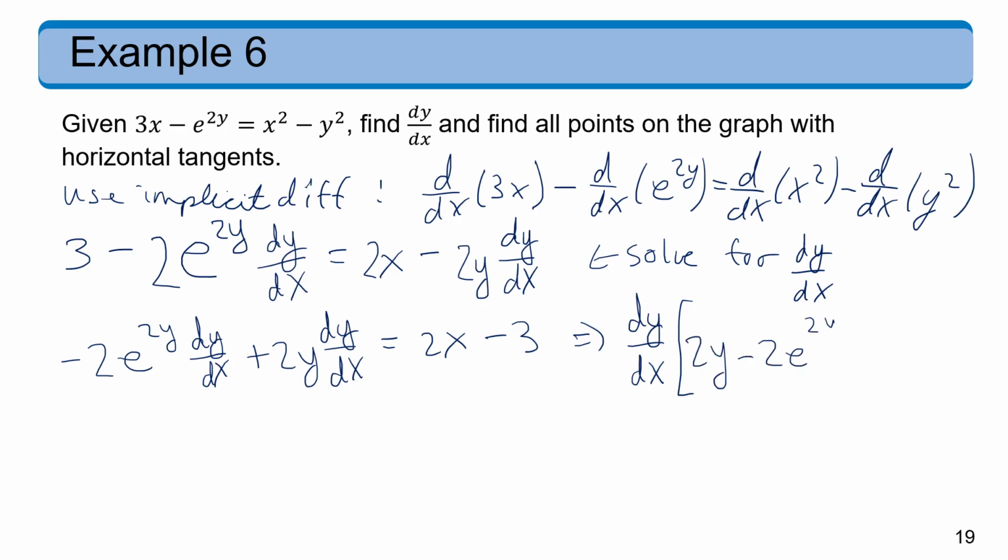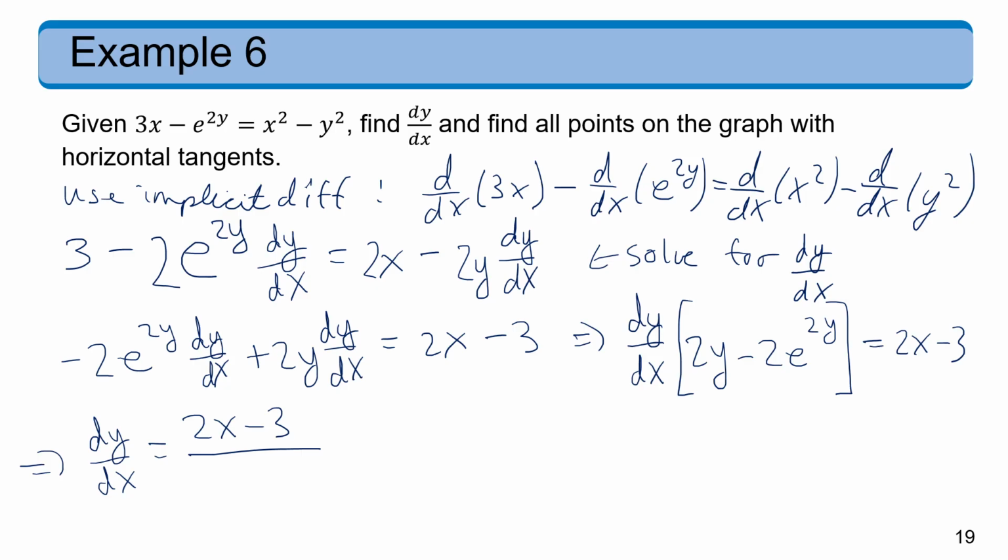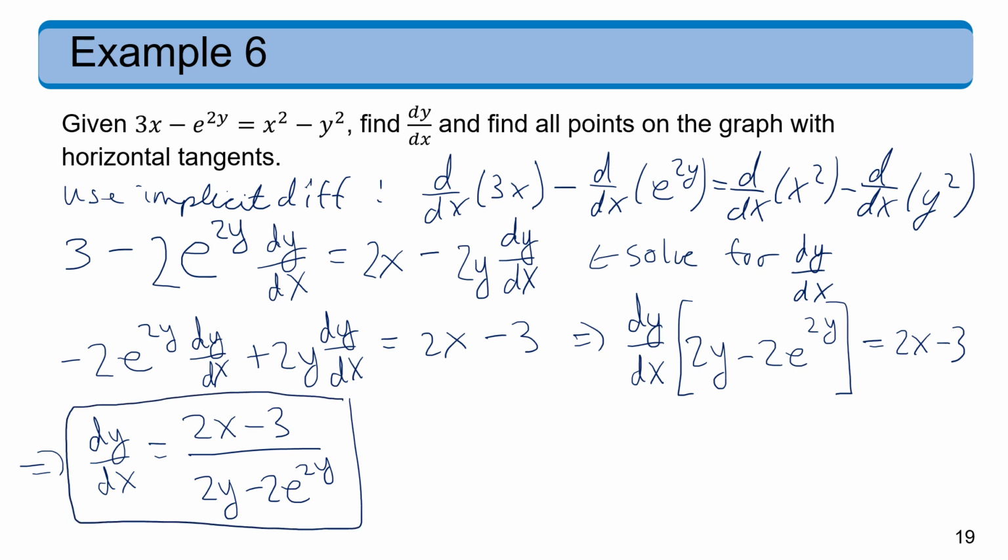We could have factored out the 2 if we wanted, but either way is fine. And then we'll keep the right side the same. And then the next step, to get dy dx by itself, we just divide both sides by what's in the brackets. So on the right, our numerator is 2x minus 3. And then we divide by what's in the brackets. Okay, and that's the first thing we were asked, was to find dy dx.